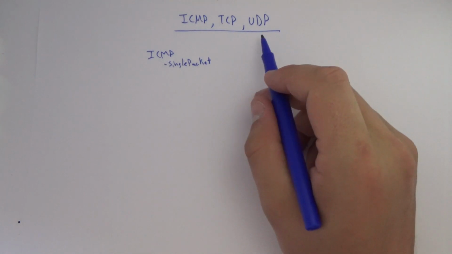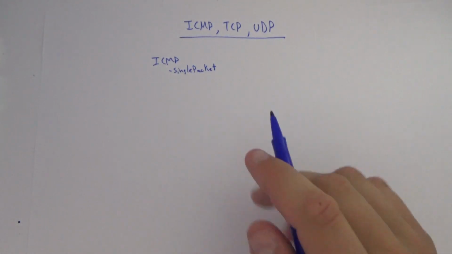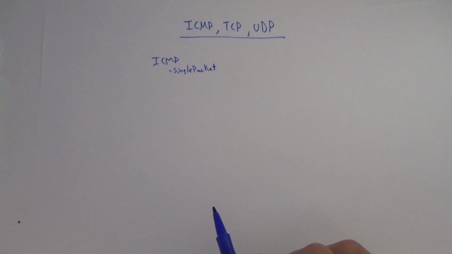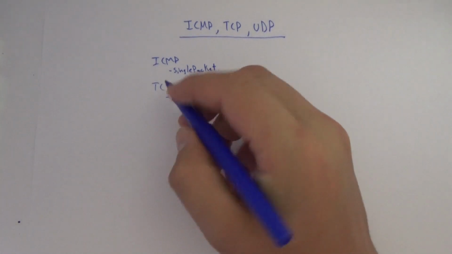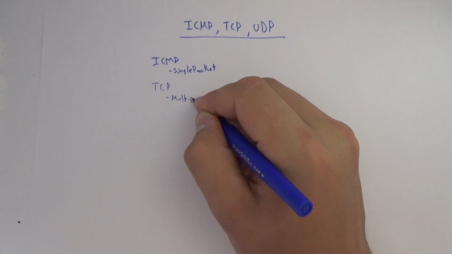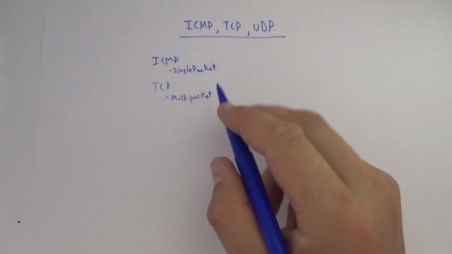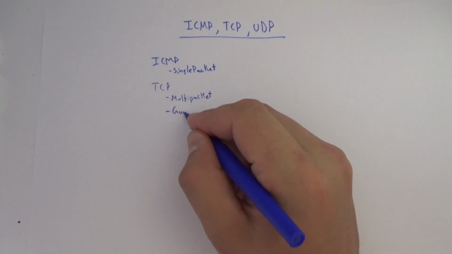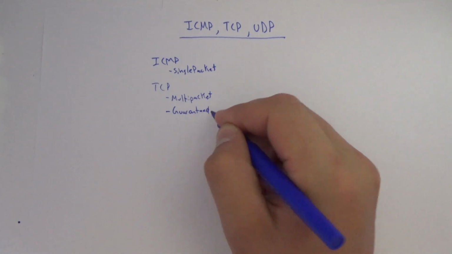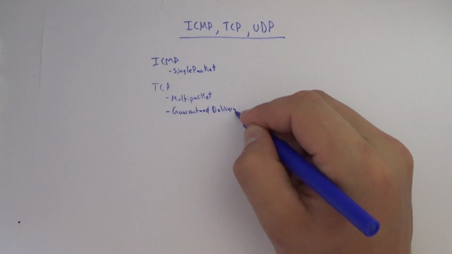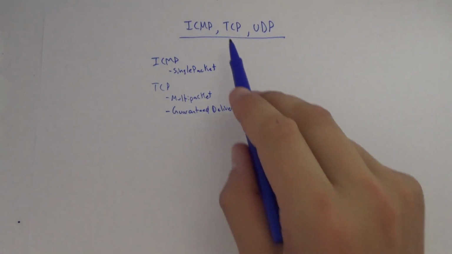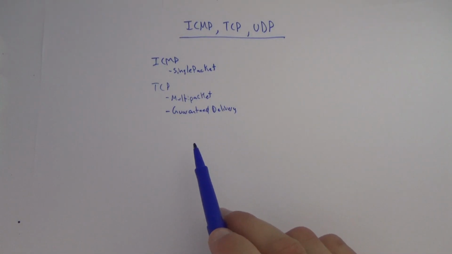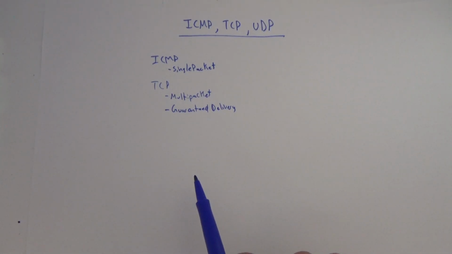Now, TCP and UDP are multi-packet protocols. So in other words, they're designed to package large amounts of information. So TCP is multi-packet, as opposed to the single packet of ICMP. Now, the other thing about TCP is all about guaranteed delivery. In other words, using TCP, the Transport Control Protocol, we want to make sure that the information that we send arrives in the correct order.